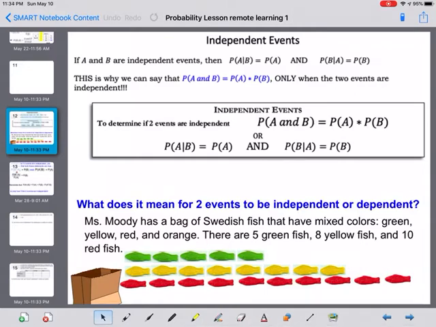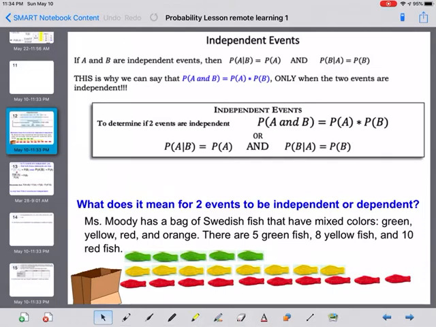We're going to be doing a slightly different way of assessing what we've learned on Wednesday. So it's not going to be a Delta Math, but it will be kind of going over everything we've learned. So today we're going to be looking at independent events, what that means, the formulas that we use with that, and how to determine if two events are independent.